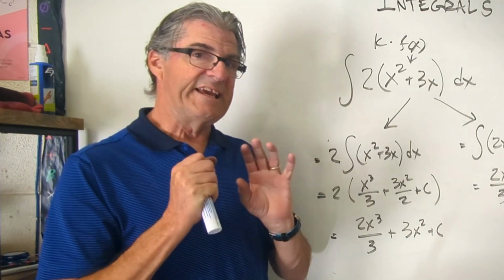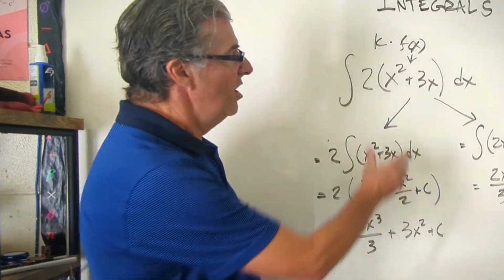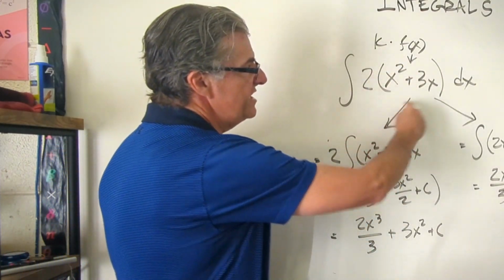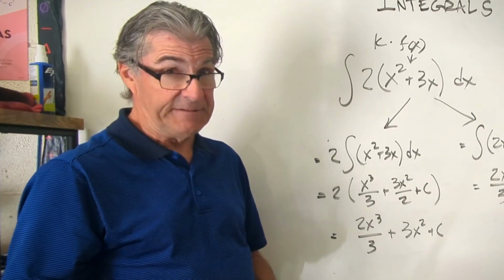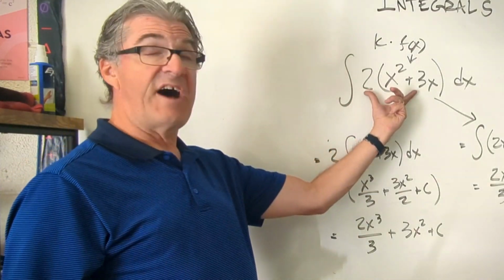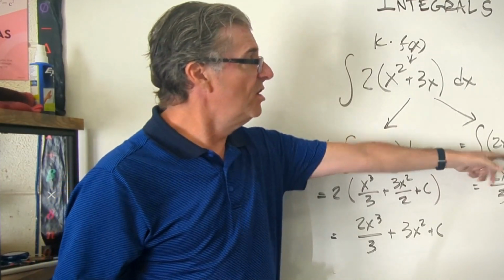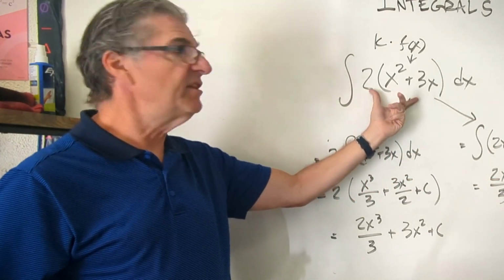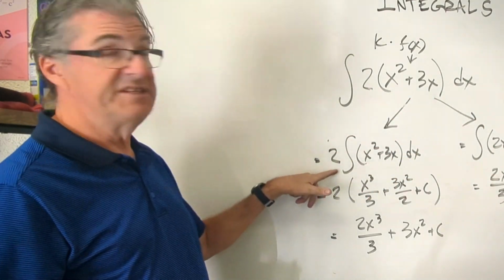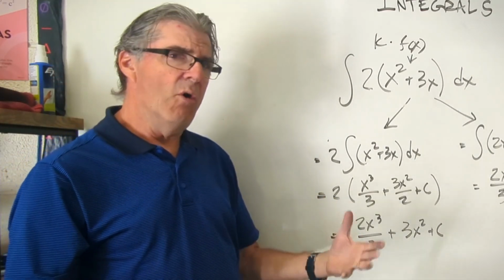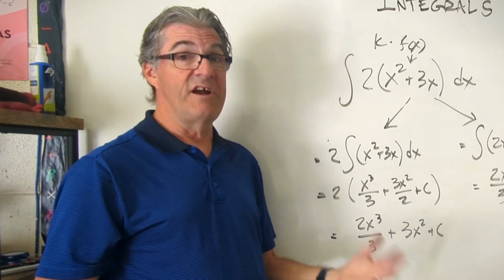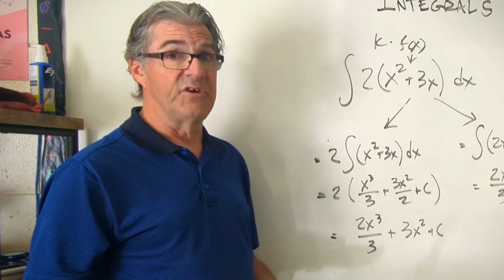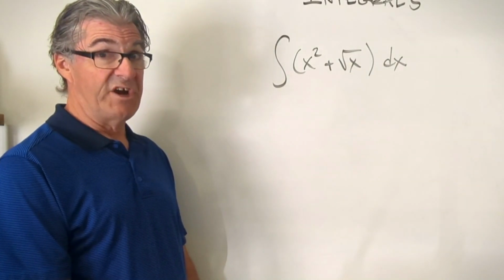So one key thing, always take a look at the integrand and figure out how you want to deal with it. Maybe you want to simplify it first, which is what we did here, or maybe you want to directly apply a rule, which is what we did here. There's no best way, although some ways would be shorter, less error prone than others, and obviously if you're more comfortable with those, you should use them. Okay, let's try another one.